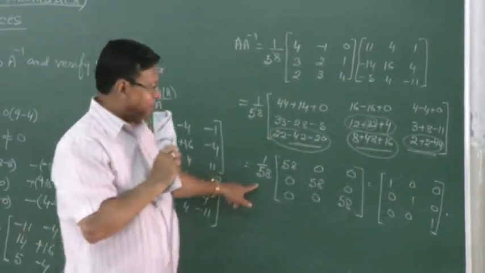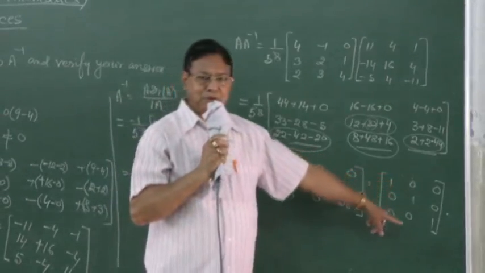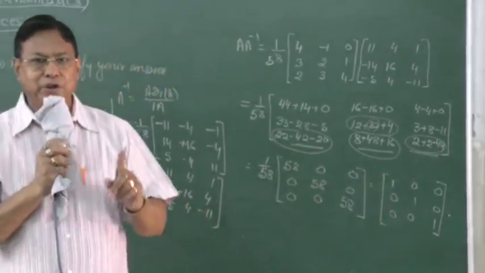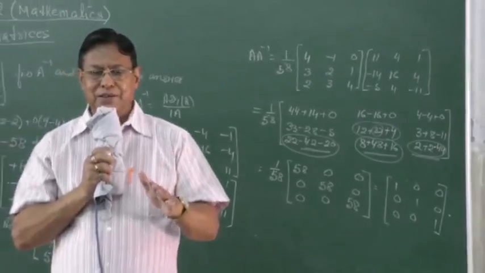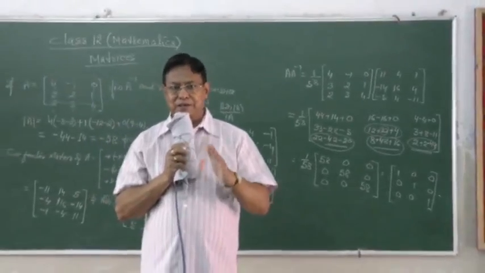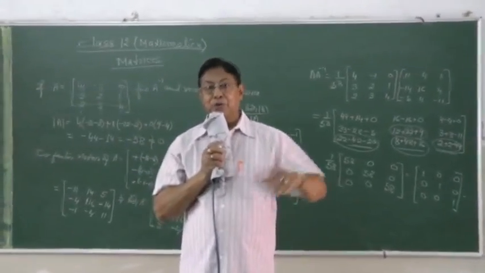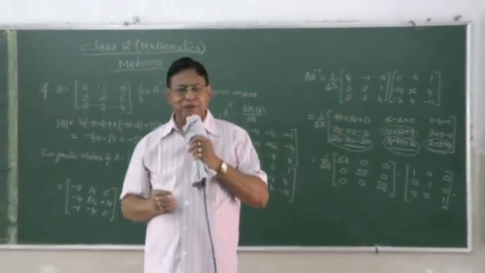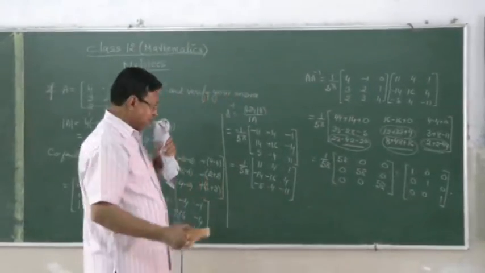And then 58 is common to all, so 1 0 0 0 1 0 0 0 1. If it's not verified, then your inverse is somewhere wrong. Is that clear? So to verify the answer, A into A inverse has to be an identity matrix. I'll come to another sum, hopefully where we don't make a mistake here, right? Now that is solving simultaneous equations with the help of matrices.